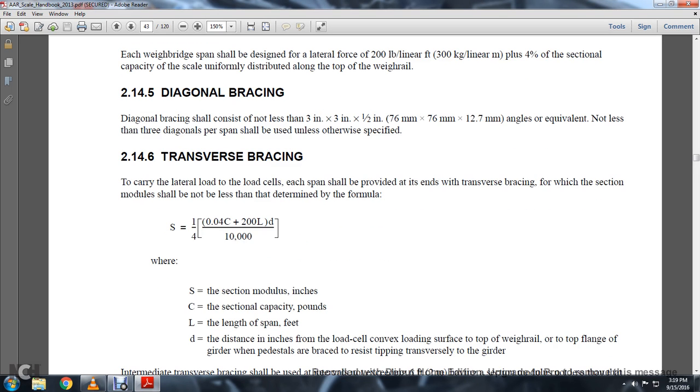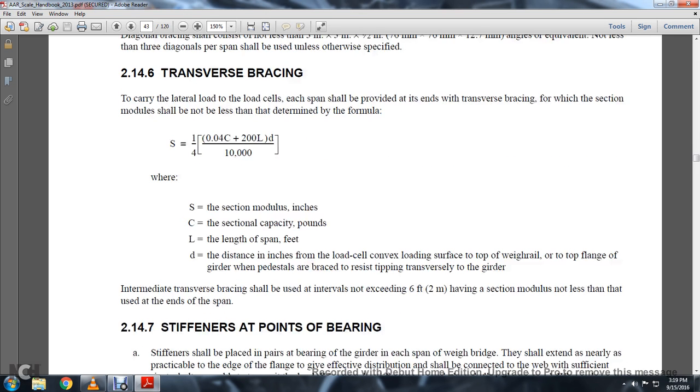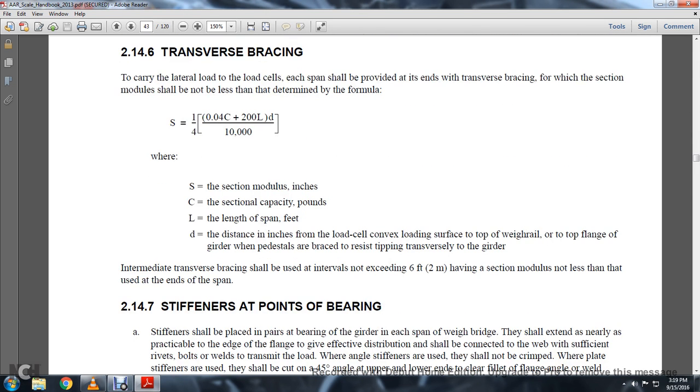214.6 Transverse bracing. To carry the lateral load of the load cells, each shall be provided at its end with transverse bracing, for which the section modulus should not be less than that determined by the formula S. The section modulus equals 1/4 of 0.04 times the capacity in pounds times the length of the span, divided by 10,000 times 1/4. Intermediate transverse bracing shall be used at intervals not exceeding 6 feet, having a section modulus not less than that used for the end spans.